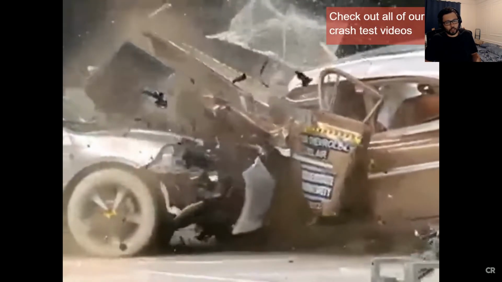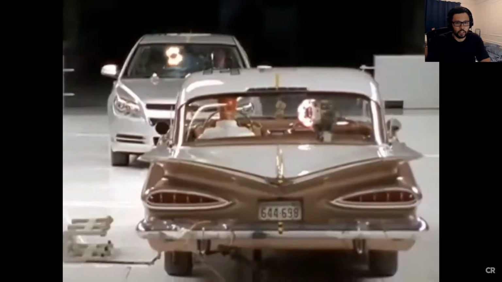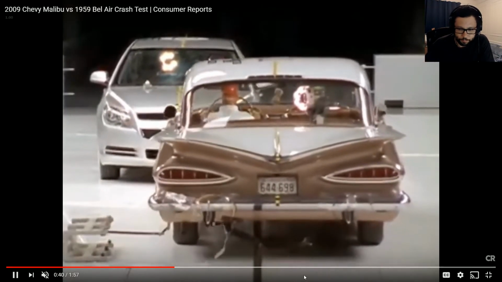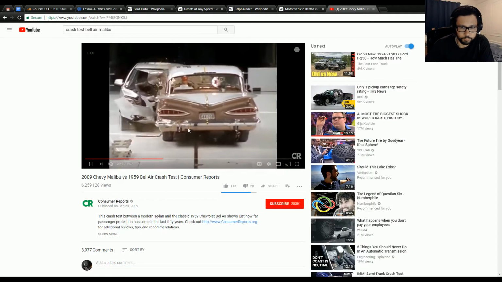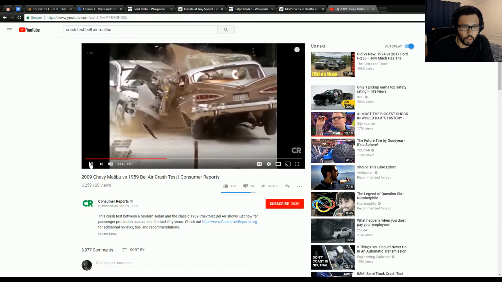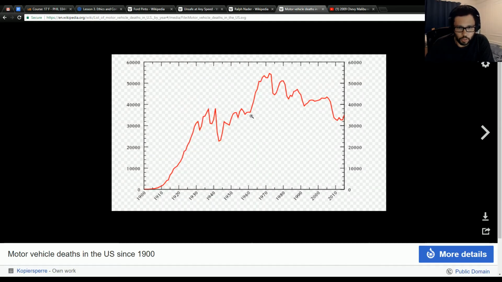Right, the column just goes straight into the guy's face. Yeah. So those were the cars in this era where lots and lots of people were dying.